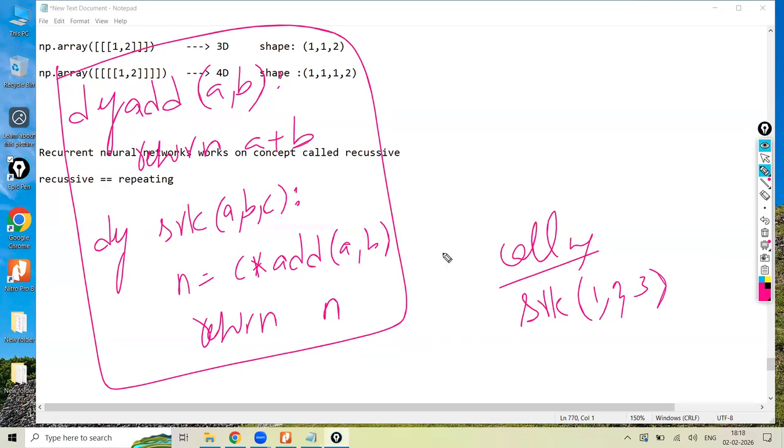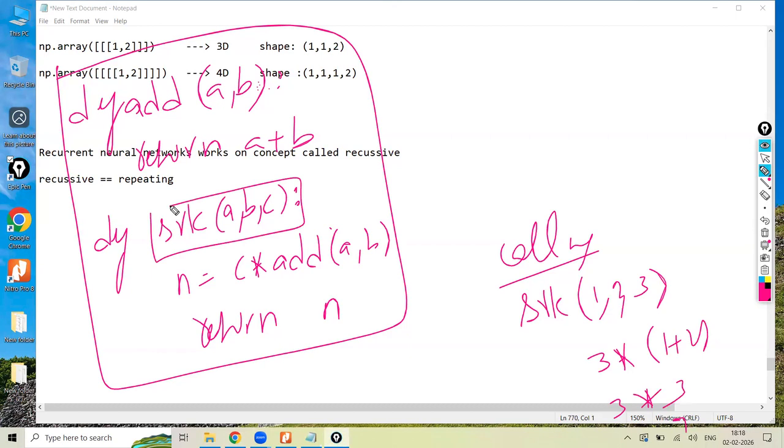SRK(1, 2, 3) means A will be considered as 1, B is 2, C is 3, and n is equal to 3 into add of A comma B. Add of A comma B means this function will be called. That is nothing but 1 plus 2, so 3 into 3, that is 9. It is going to return 9. So internally in SRK, which function have you called? Same function or different function? A different function you have called.